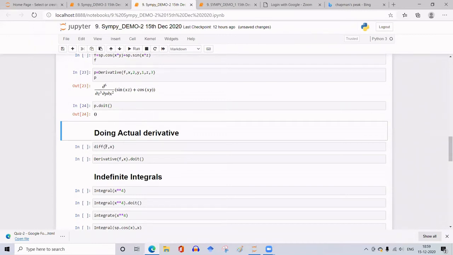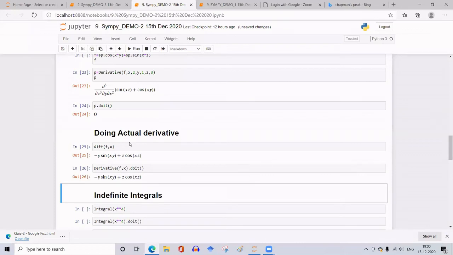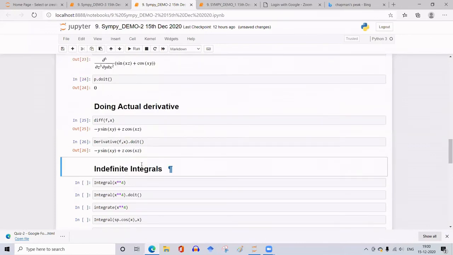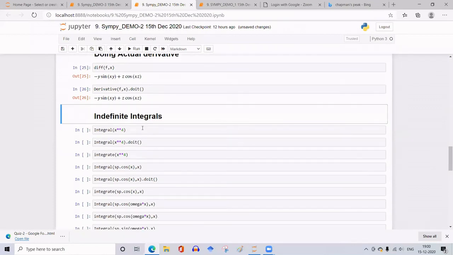Just give diff, then the function, then with respect to what you want to evaluate the differentiation, or comma, how many times, that is the derivative order, that also you can give. We have already done this. So these are derivatives. Then coming to integrals.